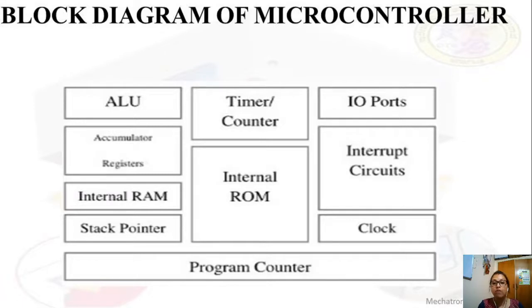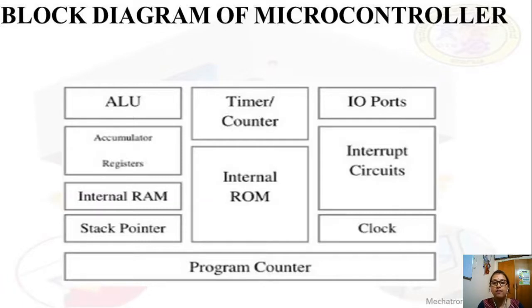All embedded means all of the CPU. What is the CPU? CPU includes ALU, accumulator, registers, stack pointer, program counter and clock interrupt circuits. This is included in a CPU. Okay, and memory devices, internal RAM and internal ROM. Then input-output ports, timers and counters, which are peripheral devices. All that will be in a single chip.